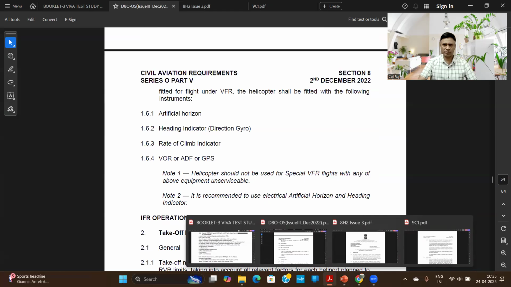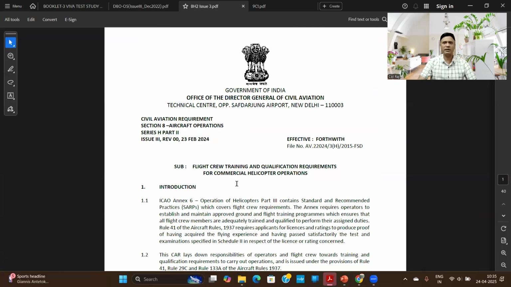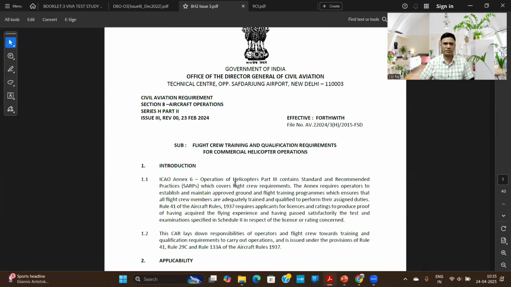And now there's one more important CAR. This was 805. There is one H23 also. Okay. If you can note down these numbers, later on you can check it out. Otherwise, you can go to the DGCA site and download it. This H part 2, 8H2 was again issued very recently with the revision of 23rd February 2024.